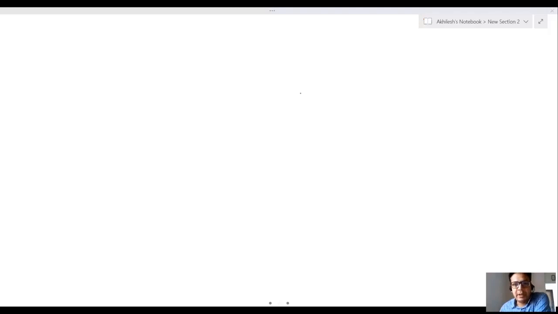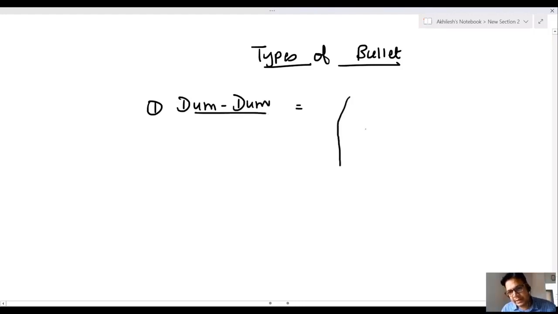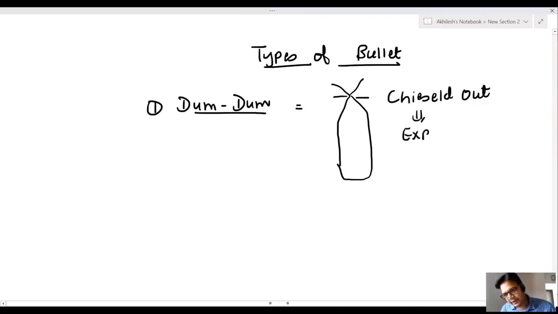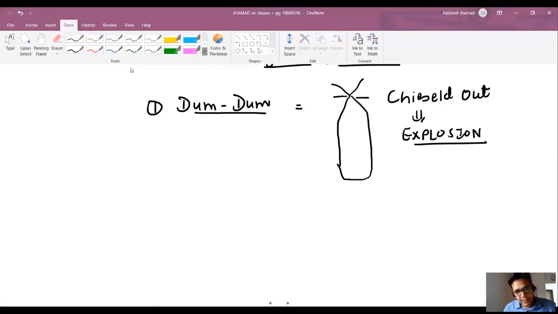Now, sir, write down. We have discussed the gunpowder. Write down types of bullet. First is dum-dum bullet. I will show you the picture of dum-dum bullet. What is dum-dum bullet? The terminal end of the bullet is chiseled out, so whenever it strikes the object, it will cause explosion.